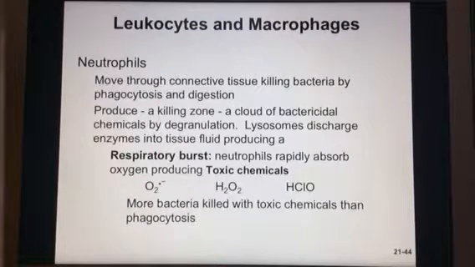So the neutrophils specifically are going to move through the connective tissue, killing bacteria by phagocytosis. Again, that's an active transport where the cell is able to ingest the foreign cell and break it apart and kill it. It also talks about, in the book, this is going into a lot more detail, but it makes kind of a killing zone, and those lysosomes discharge enzymes, and they push the enzymes out into the fluid, and it basically makes an area that is going to kill the bacteria even before they're ingested in the cell.